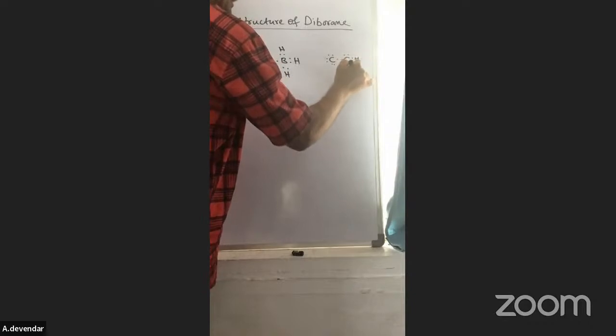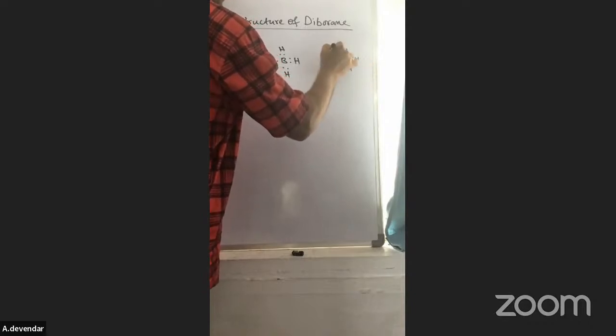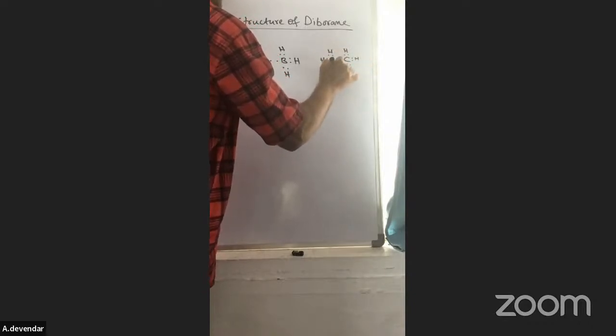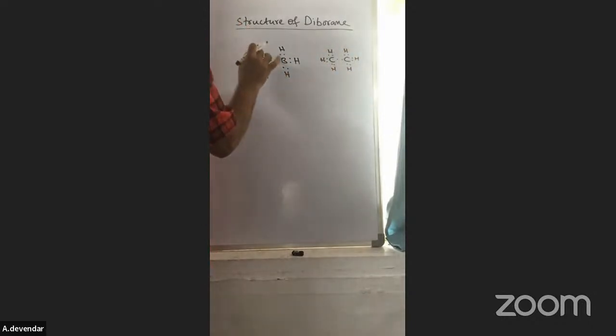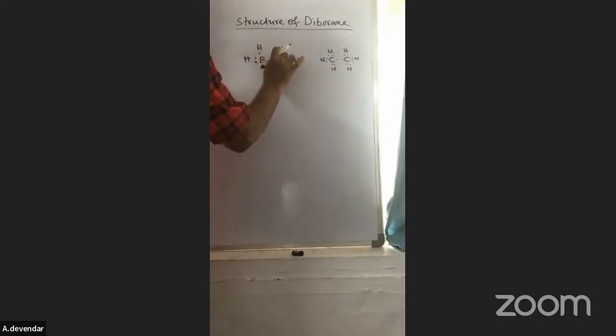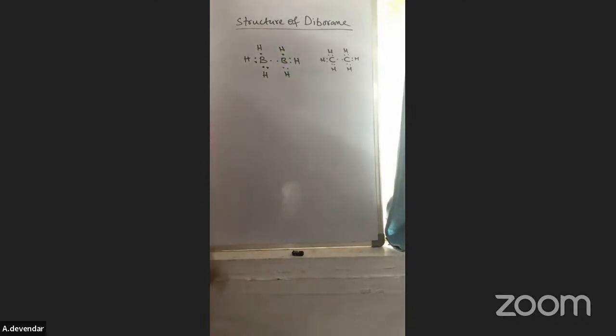So it is bonded like this. Six hydrogens are bonded, and it is between the carbons. But here the boron does not have this electron pair; a single odd electron is there. See the comparison between ethane and diborane.